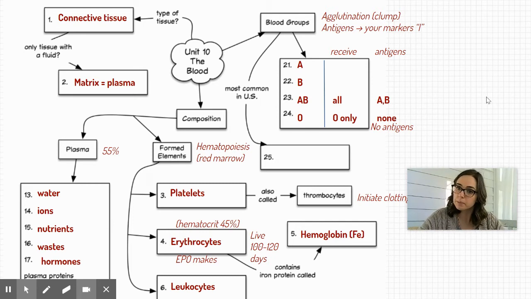And the most common blood type in the US is O positive. That's what Mrs. Lloyd is. Probably many of you are as well, since it is the most common.